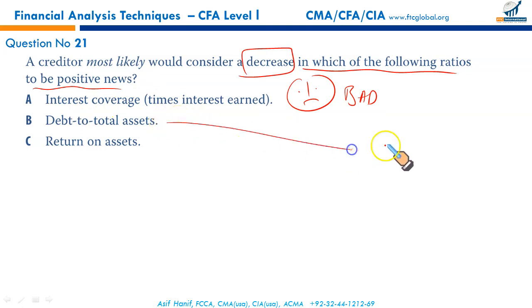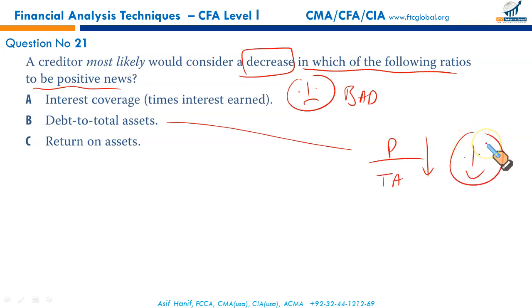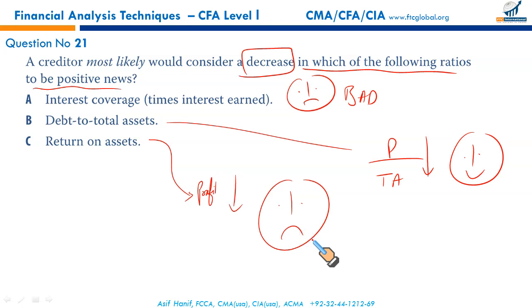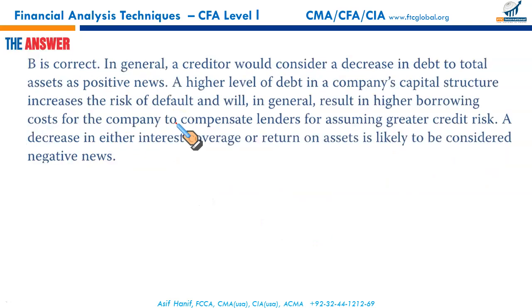Debt to total assets. Debt is what percentage of total assets? If this ratio falls, it means solvency is improving. This is a good sign for me. This is the good news. Return on assets. First of all, it's a measure of profitability. A debt provider or fund provider, a bondholder, is not as much concerned with profitability. But still, a decrease in profitability is viewed negatively. So the only good thing for me is the decrease in the debt to asset ratio. A decrease in times interest earned and return on assets is bad. B is good. And that's why B is the right answer.